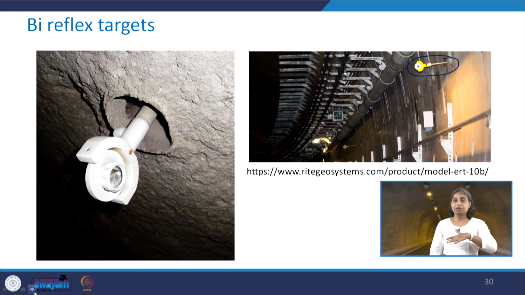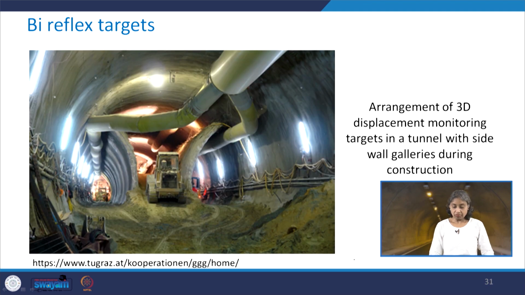And then you have the total station. You just take the initial reading, and then through the theodolite or the total station you keep on taking the readings. This is the arrangement of 3D displacement monitoring targets in a tunnel with side wall galleries during construction. You can see some of these points, although it is not very clearly visible, but this is how the arrangement of the bireflex targets is made.